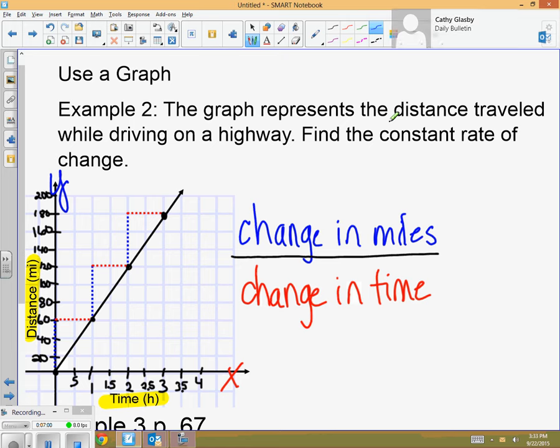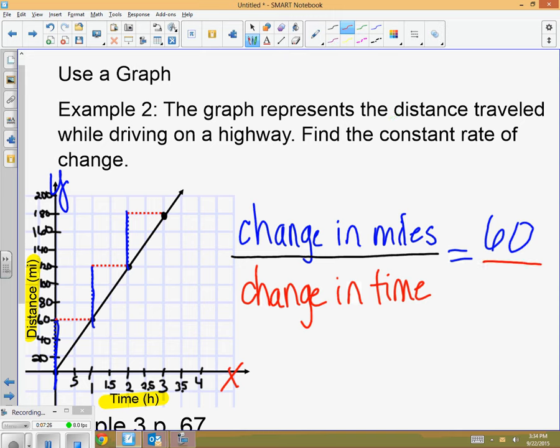So for the change in miles, you can see I already have it highlighted in blue. Now on the y-axis, the blue dots go up by 60 every single time we go to the point. So it goes up 60 and then over some. Up 60 and then over. Up 60 and then over. So the change in miles every time is 60.